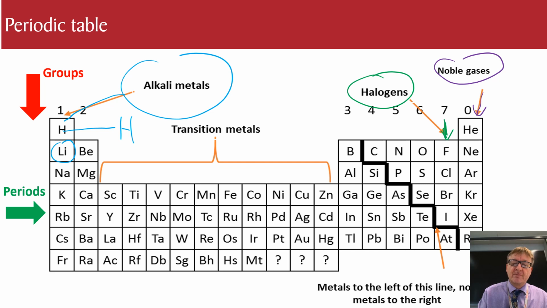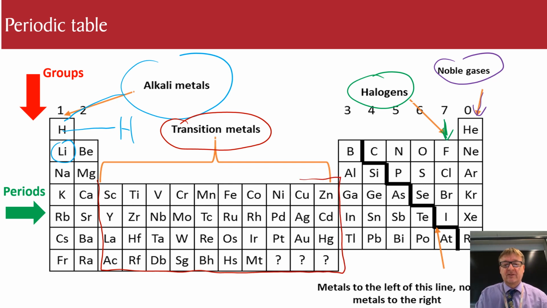The final one that you might need to know about, but it's unusual, is the transition metals. This is this big group in the middle of metals like cobalt, nickel, copper, zinc, platinum, etc. Other information: groups go down, and periods, which is where the name periodic table comes from, go across.